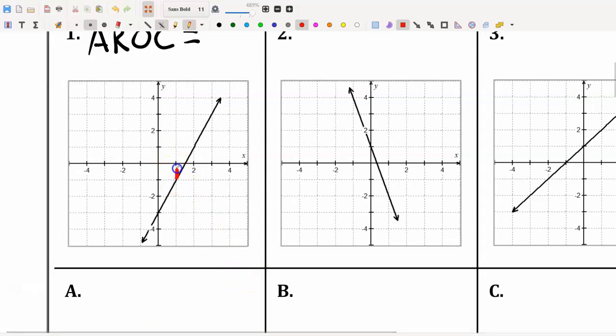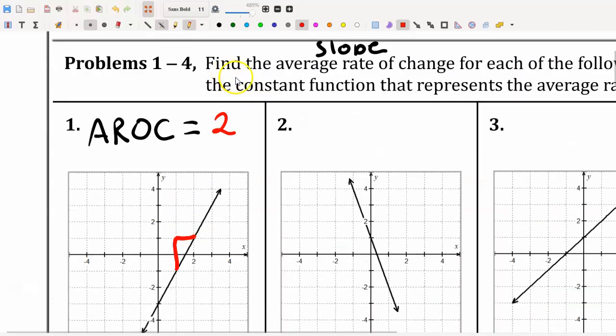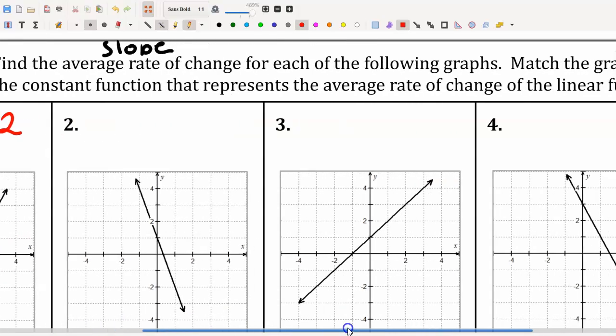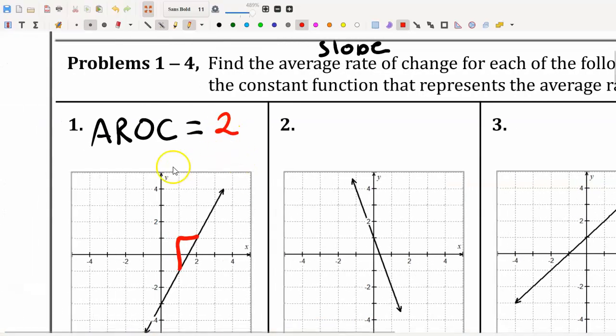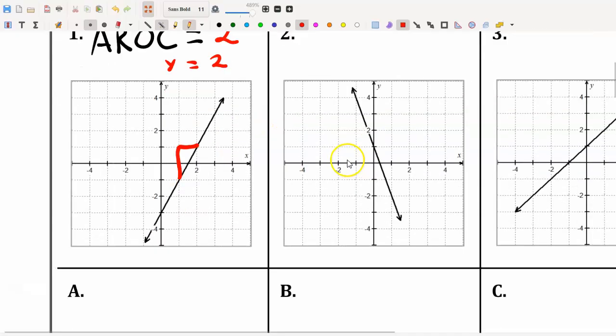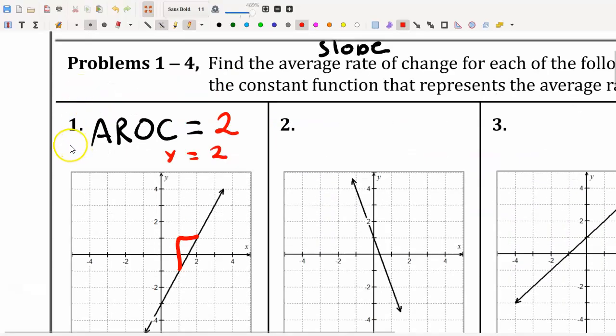So we could just go something like this, say up 2 over 1, and say the average rate of change is 2, right? And do make sure it's 2, not 2 over 1, right? We don't want that fraction. And then it says you're going to match the graph of the constant function that represents the average rate of change. So turn this slope into its own equation, such as y equals 2, and match it with the letter down below. And you can see real fast that y equals 2 is right here, horizontal line, right? So that's going to be b. So we'll just put a b right there to know that those match.